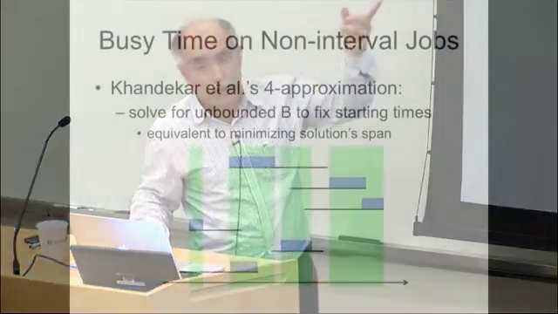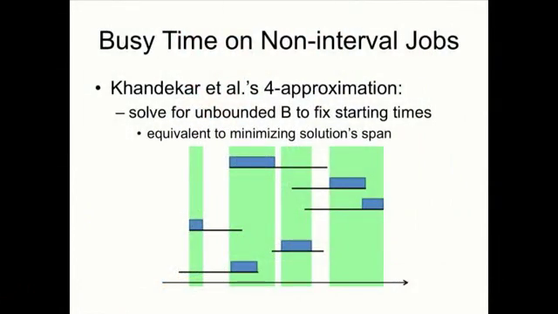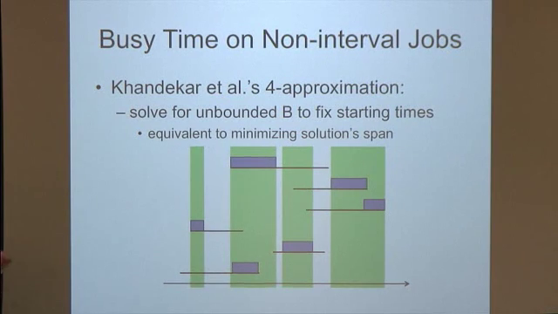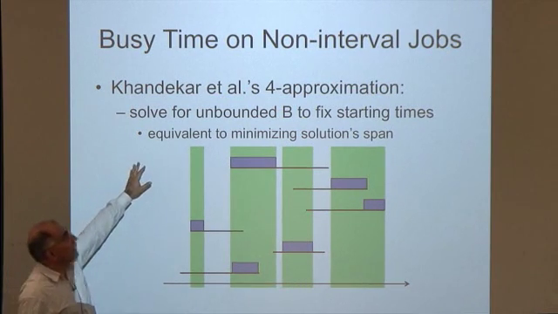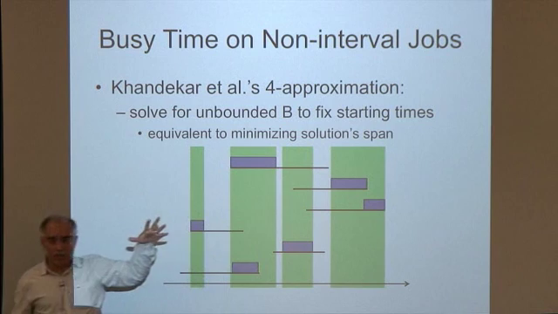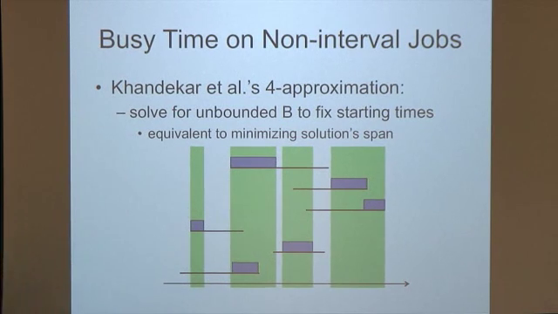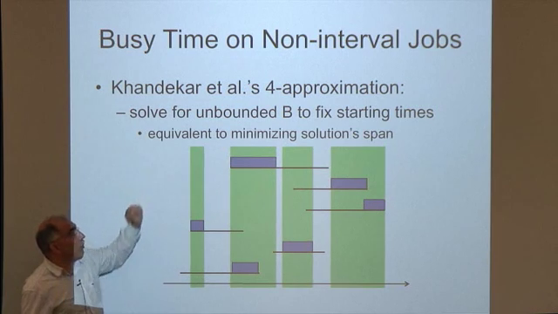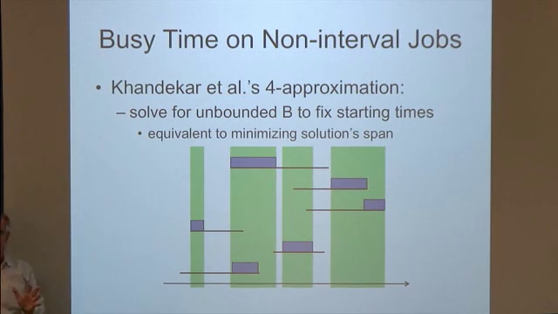Okay. Now, what do you do in the more general case, when the jobs are non-interval jobs? There's a paper by Khandekar et al. which gave a 4 approximation for this problem, and this is what their algorithm does. It's very interesting. It says: just assume for a minute that your batch capacity is unbounded. How difficult is that problem? They prove that that problem is actually solvable in polynomial time.